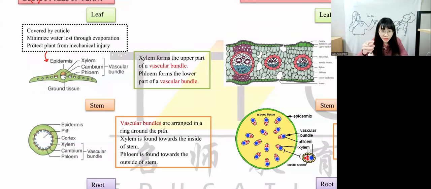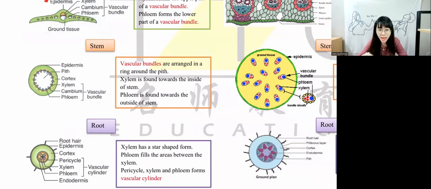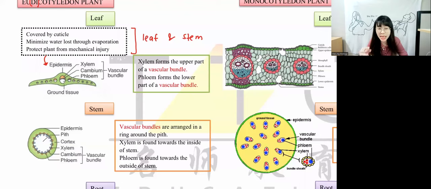The characteristic for leaf, the epidermis over here, we can only use it in leaf and stem. How come in root we cannot use this characteristic? Because root is to absorb water. When they come with cuticle, it means that they cannot absorb water. So root epidermis is not covered by cuticle because they need to absorb water. So this characteristic, we can only use it in leaf and stem.